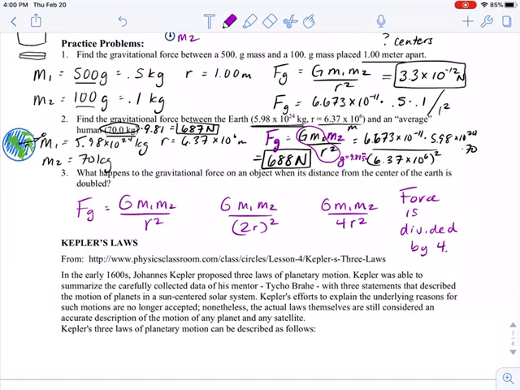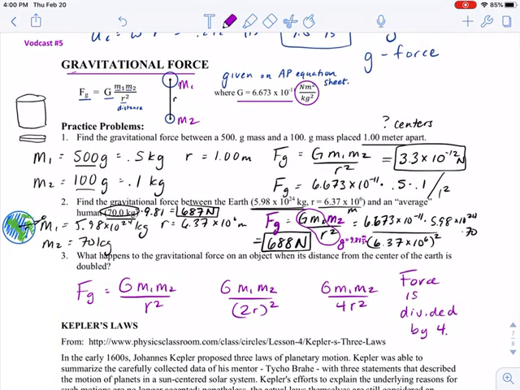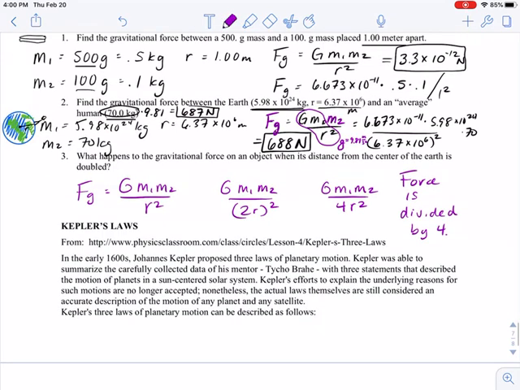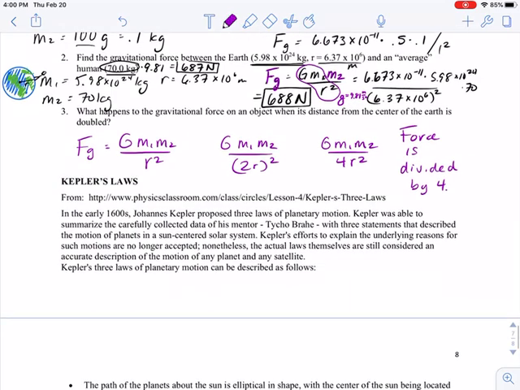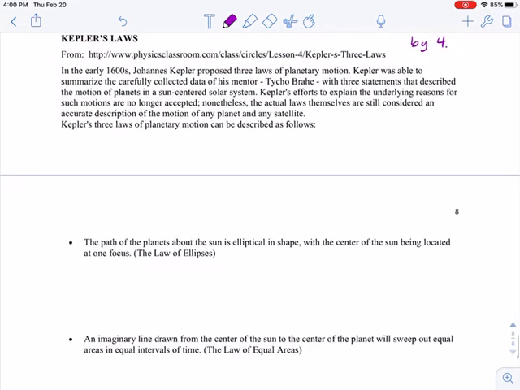Okay, so now we're going to look at gravitational force. The reason we're studying it right now is that it is a cause of centripetal force. Gravitational force can be one of the things that causes things to move in a circular path or an elliptical path. And so what we're going to look at here are the consequences of that.